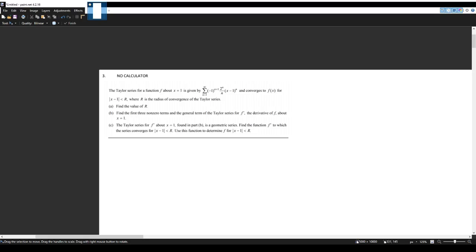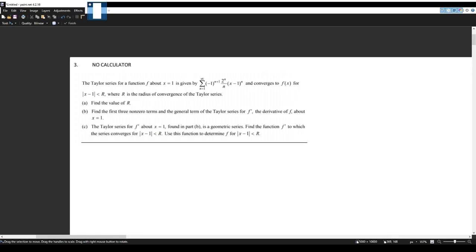So the Taylor series for a function f about x equals 1 is given by the sum, n starts at 1, goes to infinity, of negative 1 to the n plus 1 times 2 to the n divided by n times x minus 1 to the n. And it converges to f of x for the absolute value of x minus 1 less than r, where r is the radius of convergence. Okay, so cool. Find the value of r. So basically they're saying find the radius of convergence.